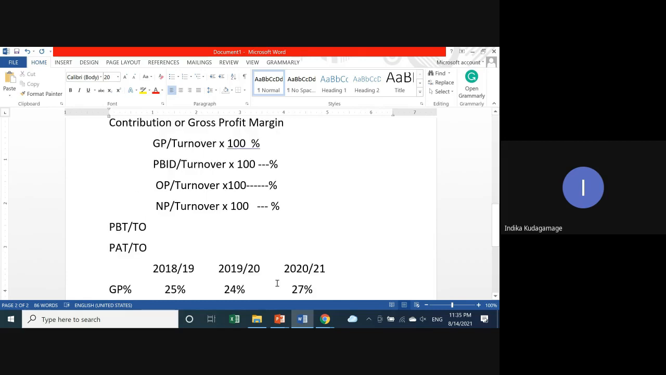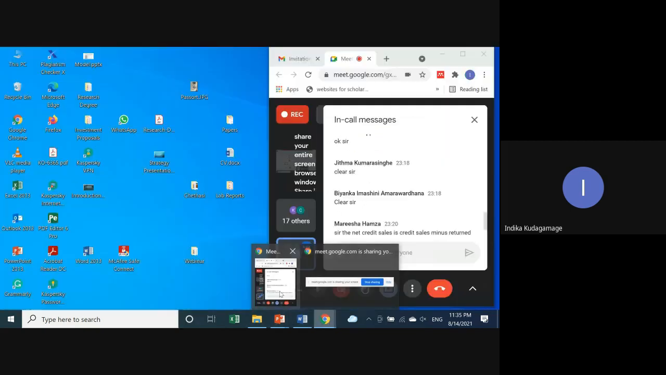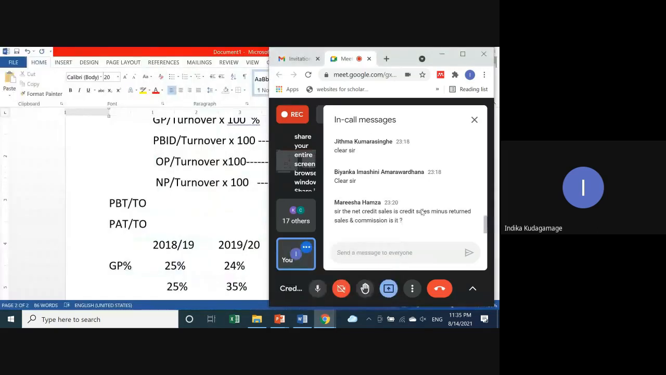So your profitability ratios are these ratios. They come from the P&L. Then we have, go to the presentation. Oh, I have a question. So net credit sales is credit sales minus return sales and commission. Yes, Hamza, net trade sales is net of returns plus any commissions we pay. Right? So it is that.